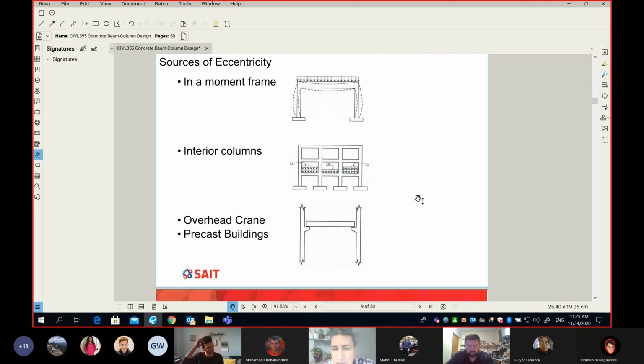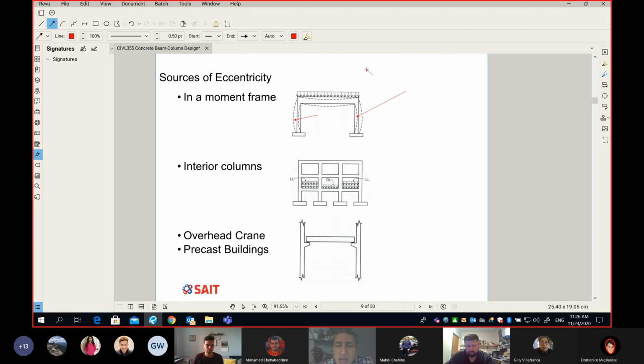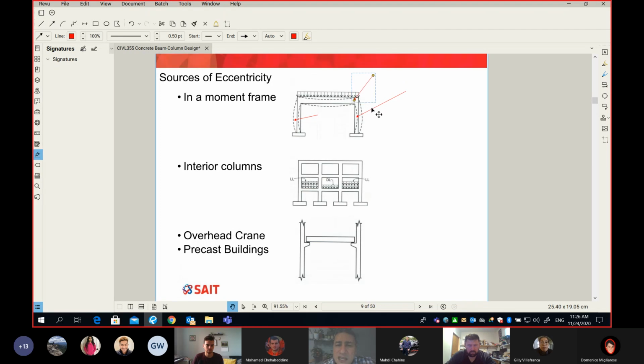Now I'll give you 3 examples of the sources of eccentricity, and I'm telling you this is one of my beloved questions on the final exam. Sources of eccentricity. So in a moment frame, that's number 1. In a moment frame, this column and this column here will be eccentric. Why eccentric? Because of the connection between the column and the beam.